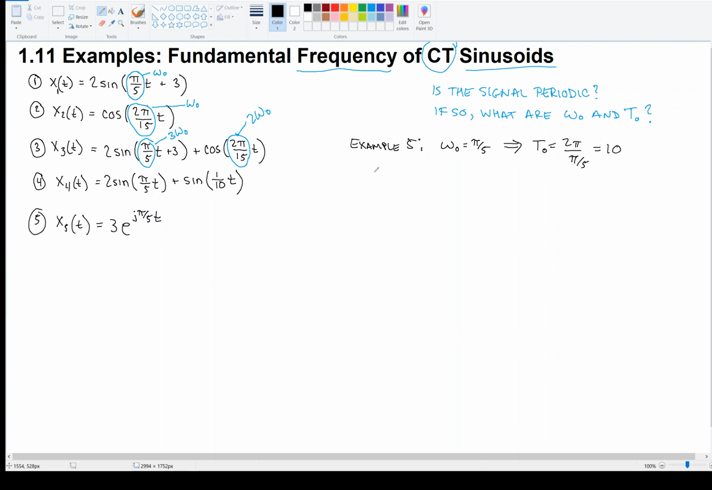And as we saw from Euler, if you're not certain about that, we can rewrite this as 3 times the cosine of pi over 5 t plus j times the sine of pi over 5 t. Right? And so look what we have here. We have a cosine of pi over 5, and we have a sine of that same frequency. So we know that's got a frequency of pi over 5, and so it has a period of 10.